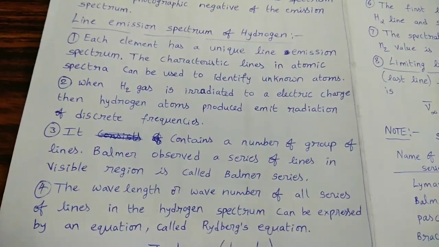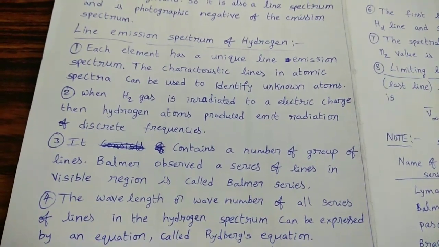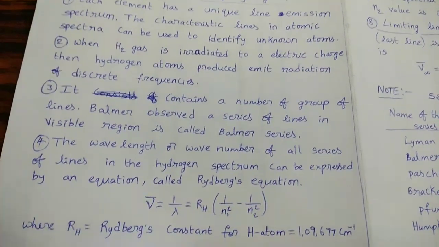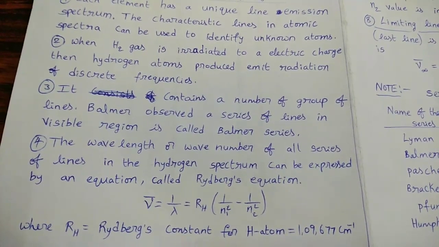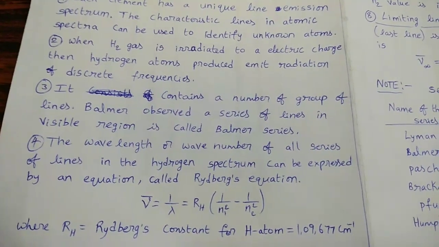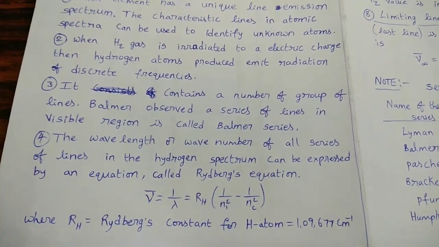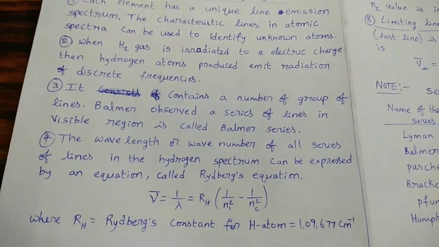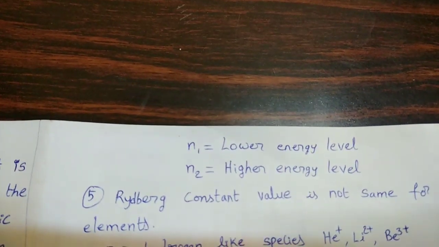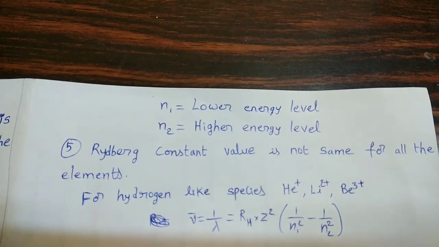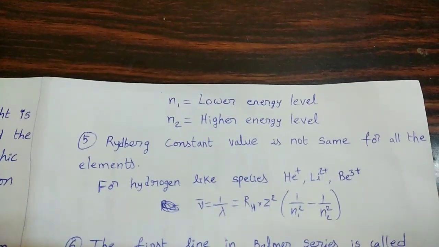The wavelength or wave number of all series of lines in the hydrogen spectrum can be expressed by an equation called the Rydberg equation. That is, wave number nu bar = 1/lambda = RH (1/n1² - 1/n2²), where RH is Rydberg's constant for the hydrogen atom, with value 109,677 cm⁻¹. Here n1 is the lower energy level and n2 is the higher energy level. The Rydberg constant value is not the same for all elements. It differs from element to element.